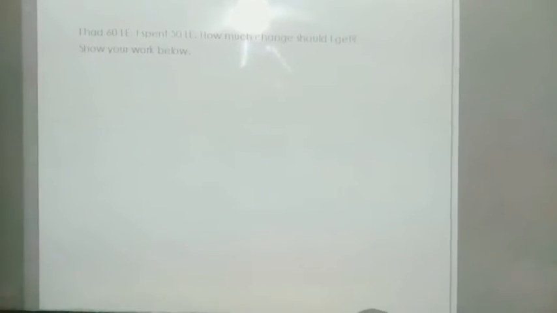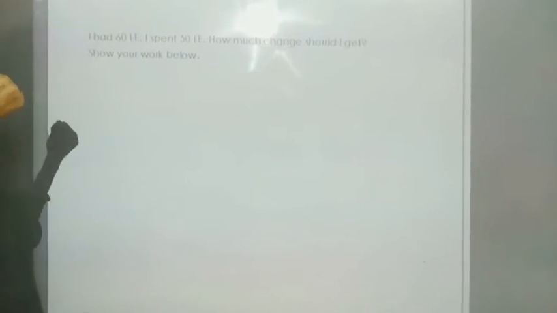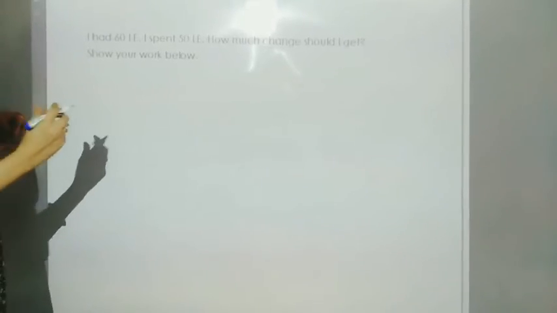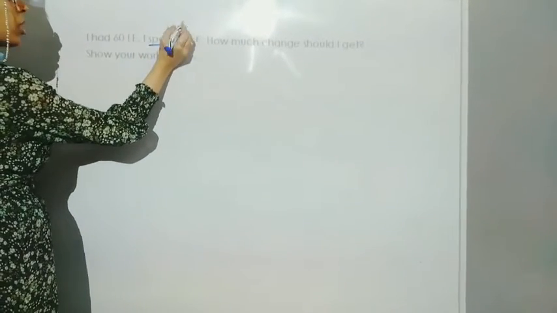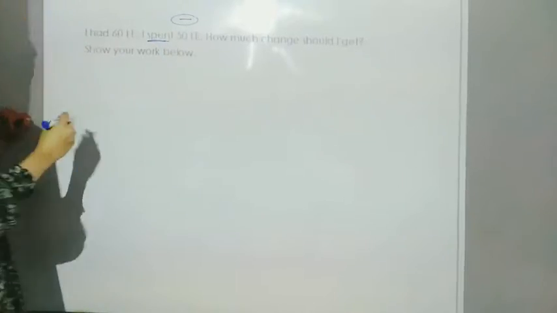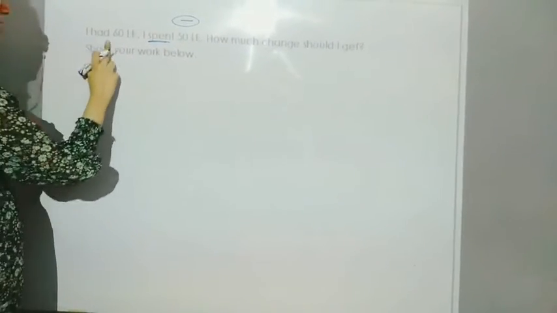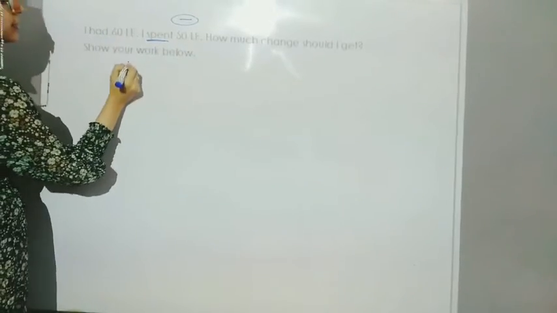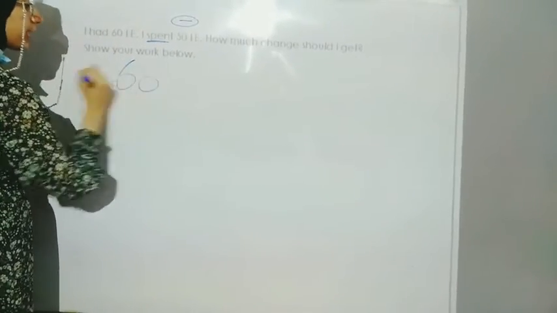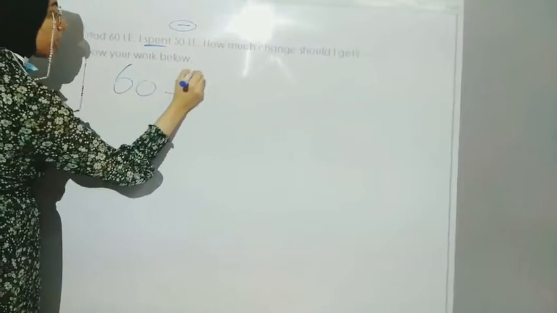Lesson 106. I had 60 and E. I spent 50 and E. How much change should I get? First, what do I do, a subtraction operation or an addition operation? Here I spend the money, so I do a subtraction operation. I do the biggest number minus the smallest number. Which is the biggest number, 60 or 50? Yes, 60 is the biggest number, so I write 60 first. Minus what? Minus 50.